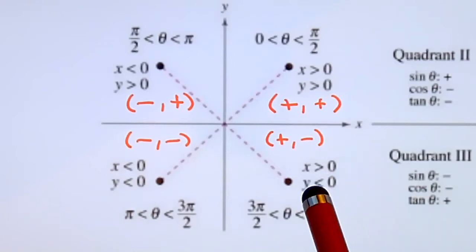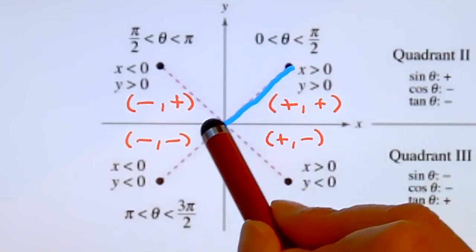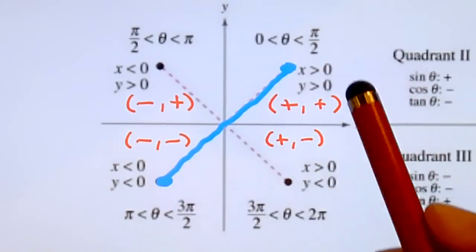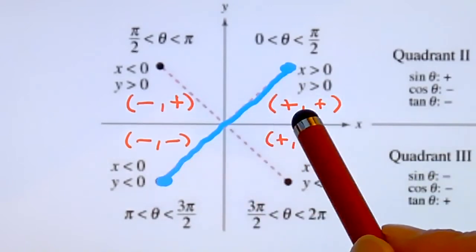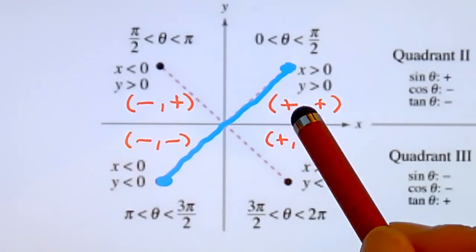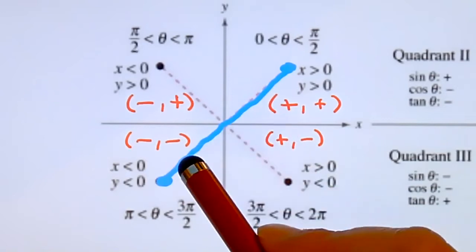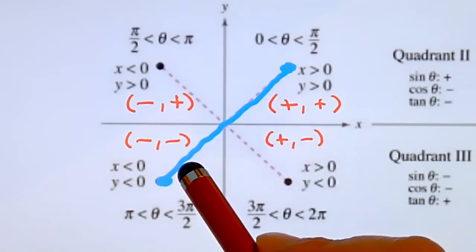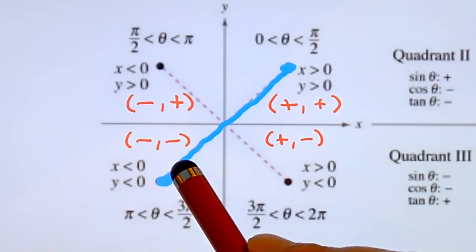Positive x, negative y. Now, you'll notice that they have these lines here showing this to this. So what's happening here is you'll notice in quadrant 1 and quadrant 3, your x and your y are both the same sign. So what that means is in these quadrants, your tangent, because it is y over x, is going to be positive.